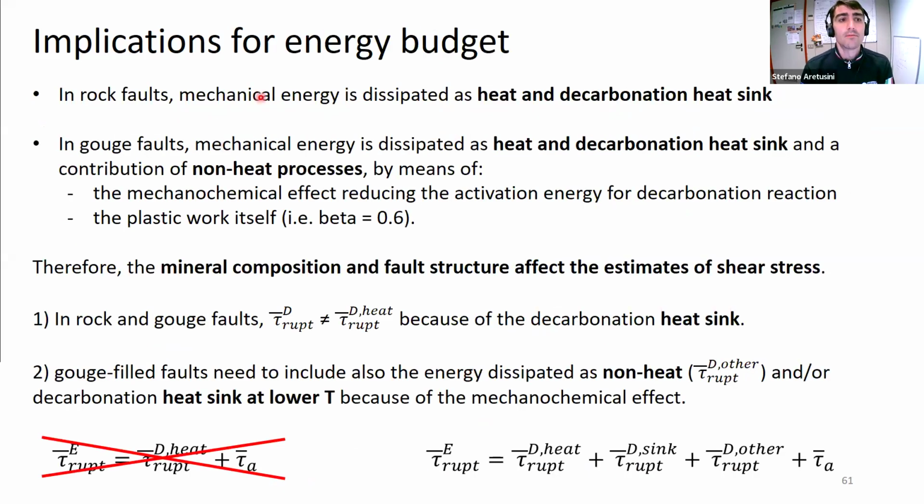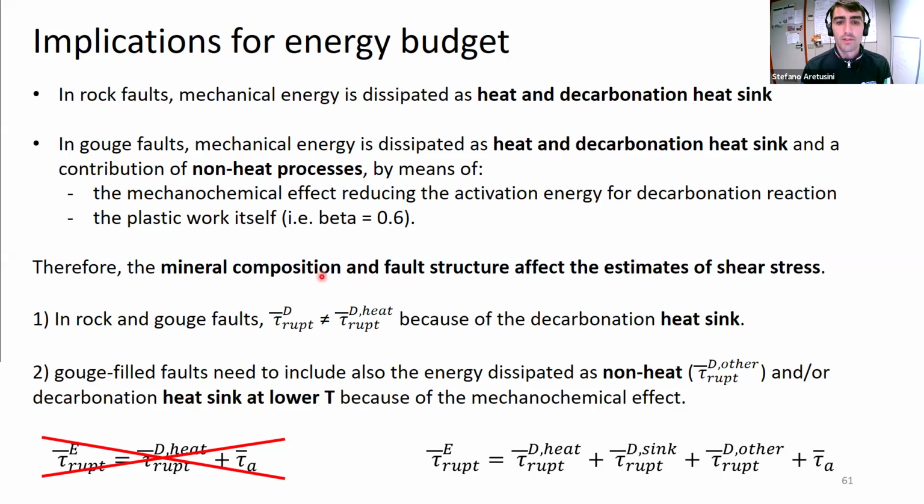In terms of energy budget, we've seen how in rock faults, the mechanical energy was dissipated as heat and the decarbonation heat sink. And the same happens in gouge faults, but we also needed to include non-heat processes, such as making the decarbonation reaction more efficient by decreasing the activation energy, including in this way the mechanochemical effect, or by decreasing the amount of frictional work converted into temperature. But actually, any combination of the two could occur, and we cannot really disentangle the contribution of each.